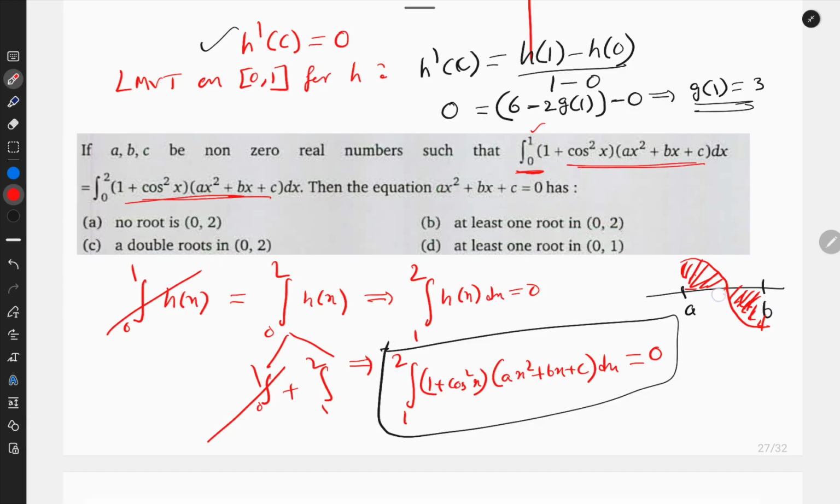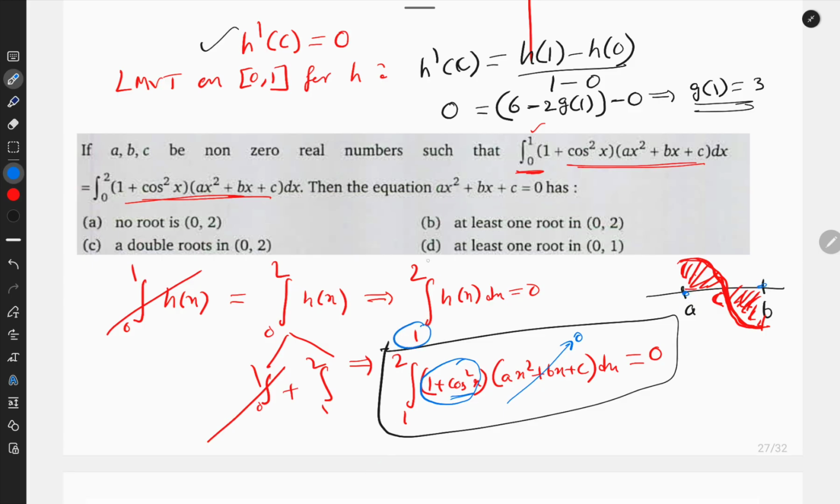The meaning that there exists at least one c says that the graph intersects the x-axis at some point between a and b. So here, if you observe, 1 plus cos square x can never be 0 at any value of x. Cos square x can never be negative, so the only possibility is that this can be 0 between the two limits a and b.